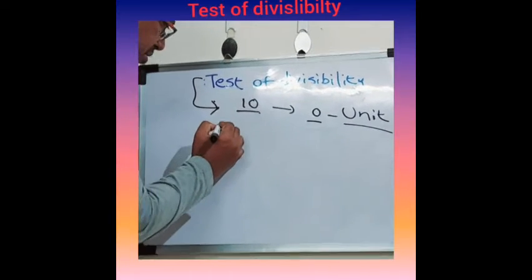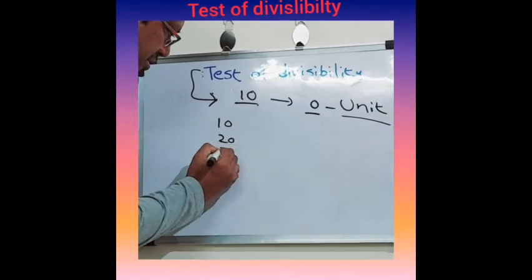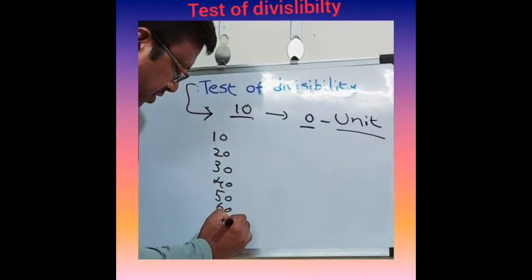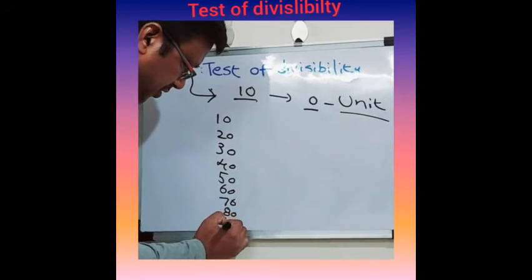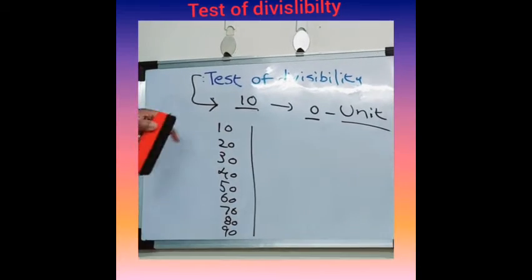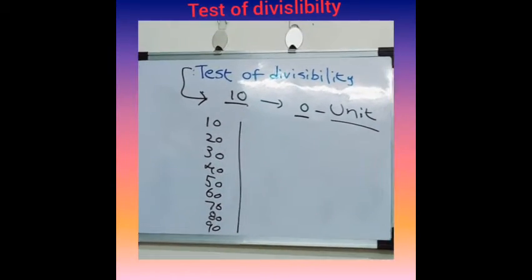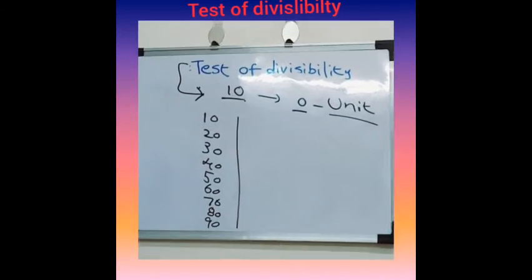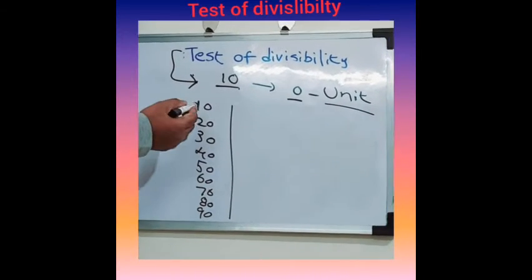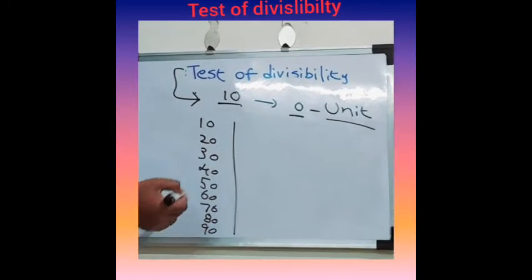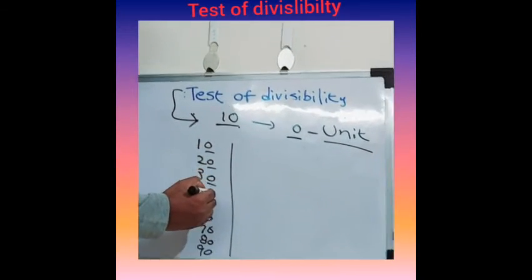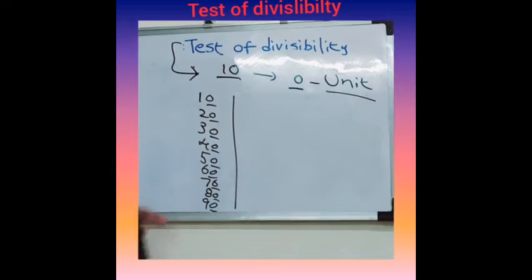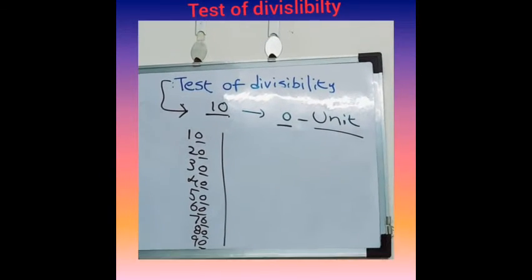Sample examples: 10, 20, 30, 40, 50, 60, 70, 80, 90. These are all the 2-digit numbers ending with 0. All these numbers are multiples of 10, 10 1s are 10 till 10 9s are 90. What do these numbers contain? 0 at the unit position. So these numbers are directly divisible by 10.